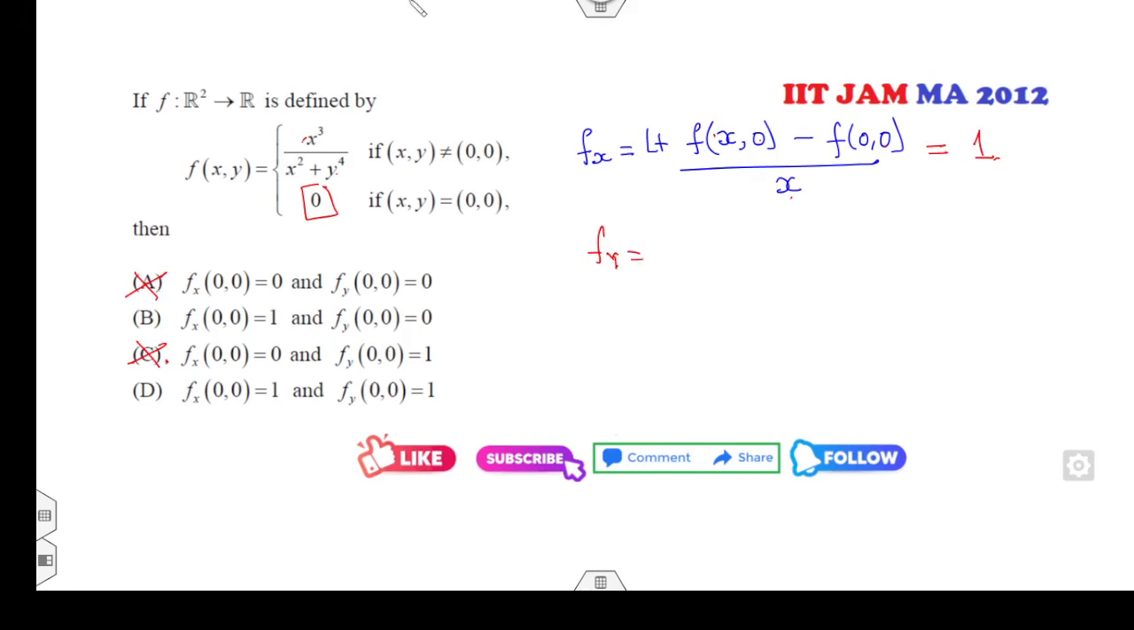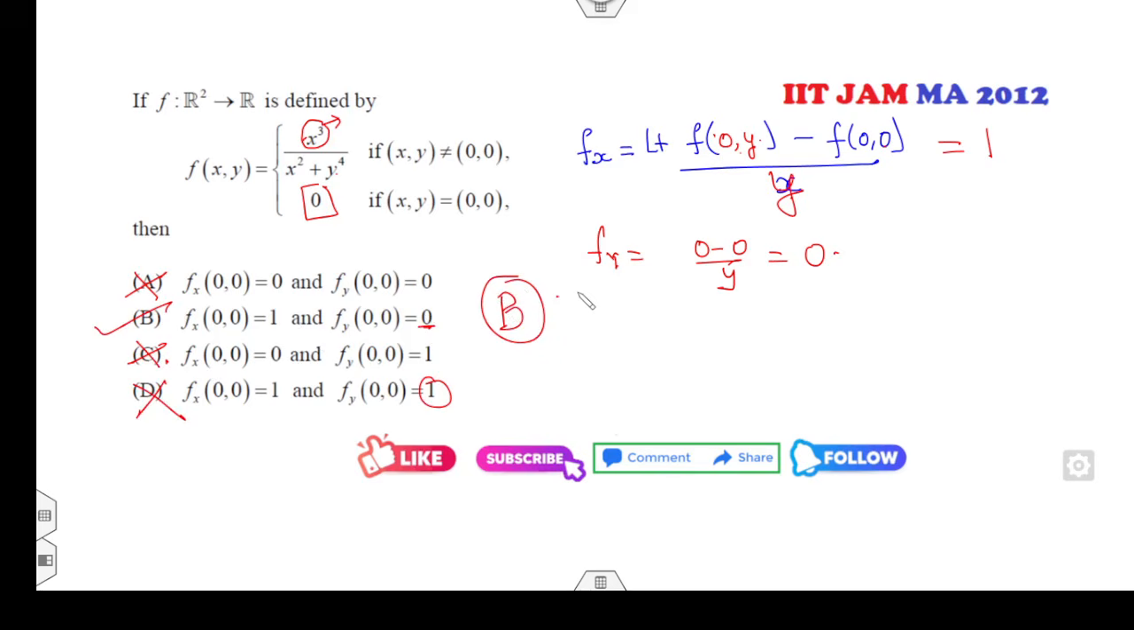What is fy? In fy, instead of (x, 0) you have to replace it by (0, y), divided by y. Fine. So what is the value of f(0, y)? When x is 0, the answer is 0. So 0 minus 0, the answer is 0. So the first answer is 1, and fy is 0. Option D is cancelled. B is the right answer.